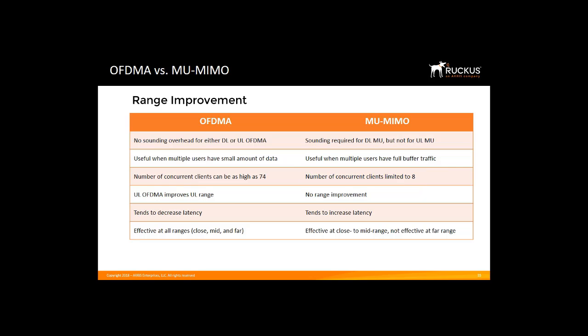Range improvement. With OFDMA, I can improve range because of power spectrum density, my butter analogy I talked about earlier when discussing narrowband. Multi-user MIMO does not offer range improvement. Latency. OFDMA tends to decrease latency while MU-MIMO increases latency. Effective ranges. OFDMA is effective at all ranges because of its long OFDMA symbol. Multi-user MIMO is only effective at close to mid-range, so it's not good for long-range applications.